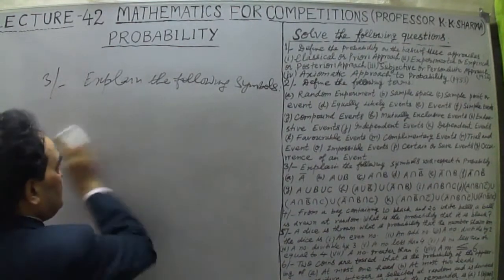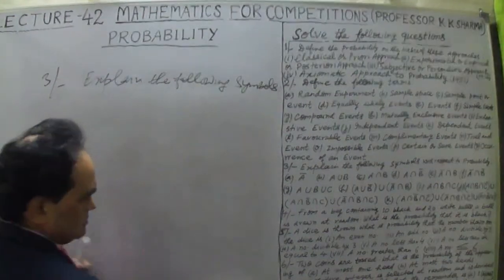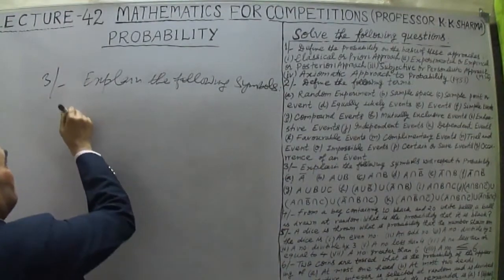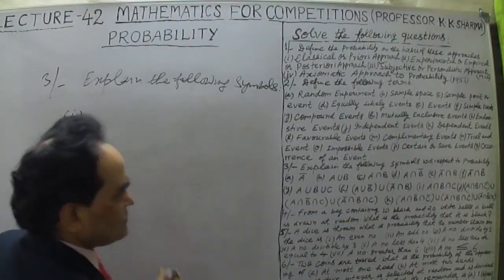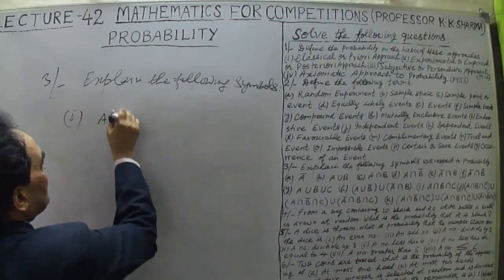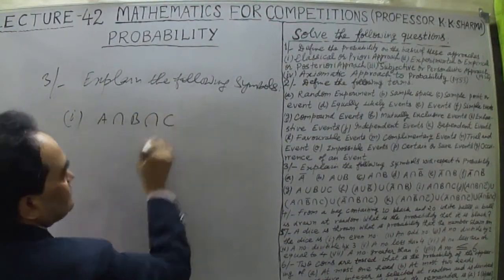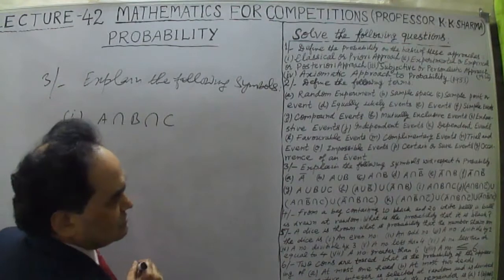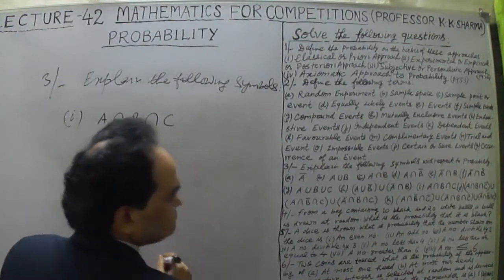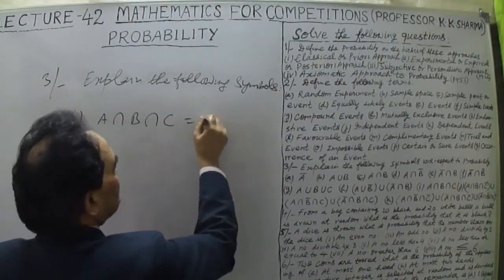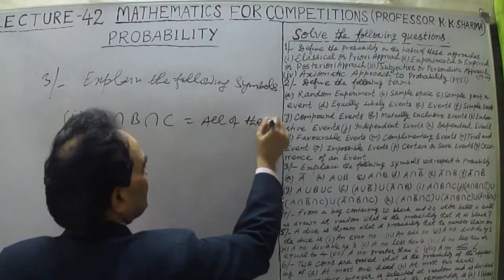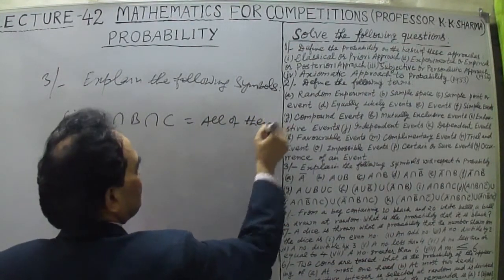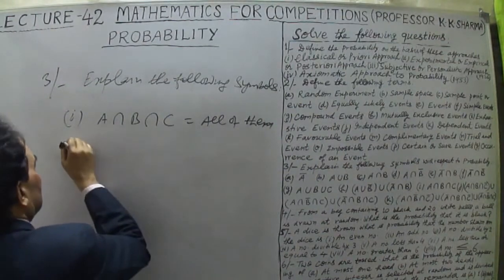After H, I. So I is here. After H, I is A intersection B intersection C. That means all of them. Okay, this means all of them. Them means here A, B and C. All of them. Then J.